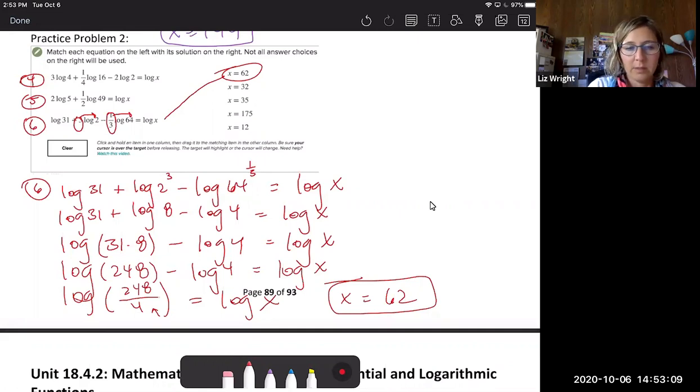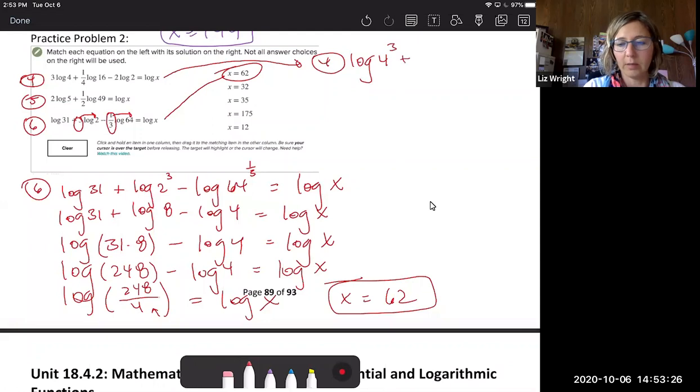I'm going to try this one. So number 4, we would have, again, I'm going to go ahead and move my exponents up in this first step of me rewriting it. So I'm going to have log of 4, we're going to raise it to the 3rd power, plus log of 16, and I'm going to raise it to the 1/4 power. So you're taking the 4th root of 16, or what to the 4th power is going to equal 16? That's another way to ask that question. Minus log of 2 raised to the 2, and then that equals log of x.